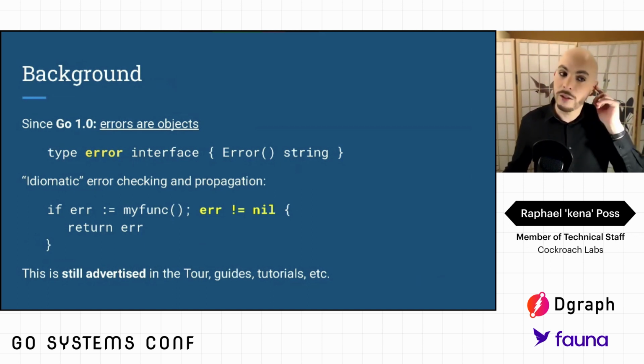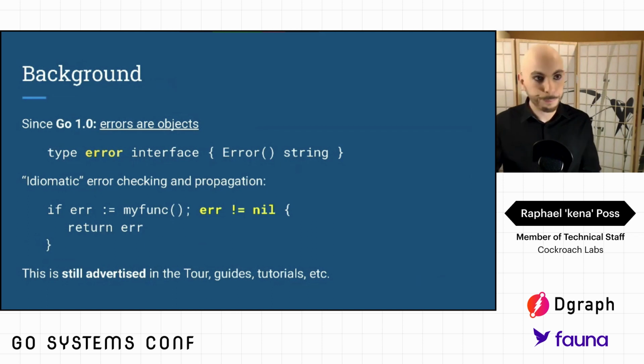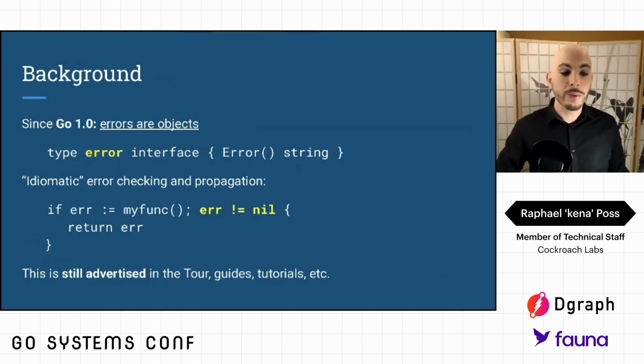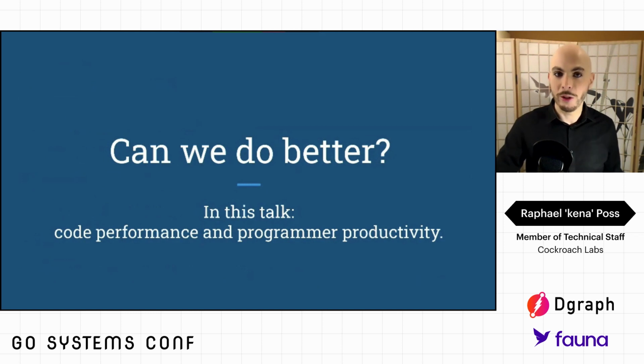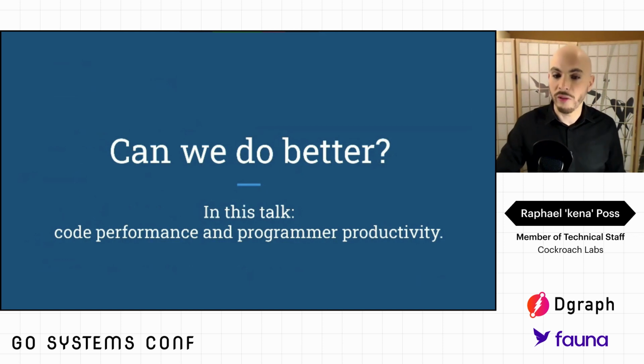The idea is that errors are objects in Go and that they implement a particular interface, and that the idiomatic way to check for errors and propagate them throughout Go code is to verify the return value of functions, check whether there's a returned error, and maybe do something with that. It is the case, though, that we have not been very satisfied with this throughout our work. And so today we are going to investigate a little bit whether we can do better. The two angles that I will cover today are performance and programmer productivity.